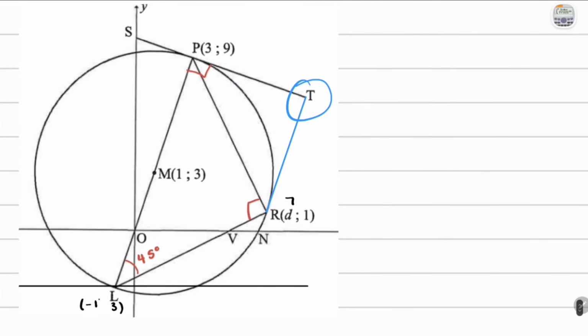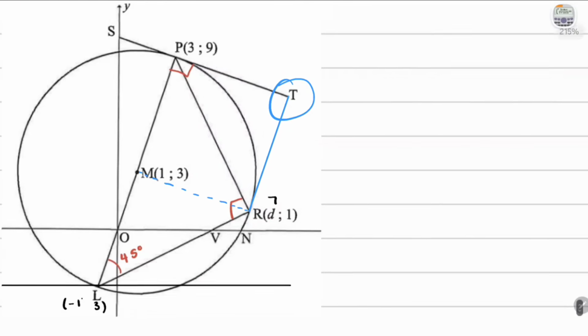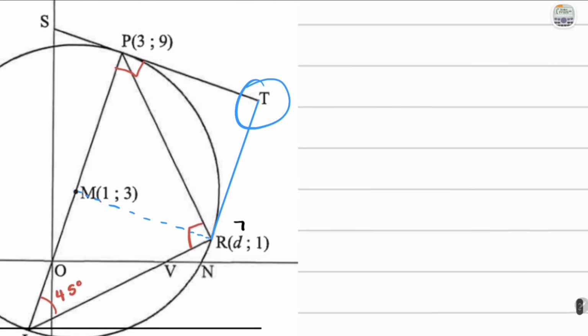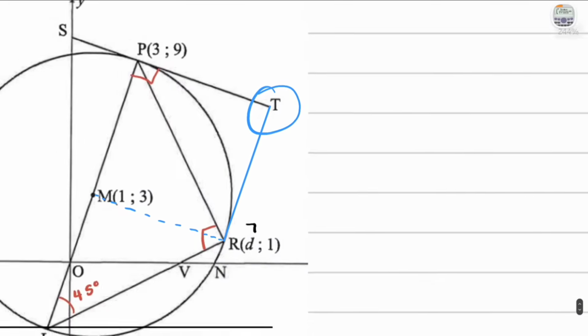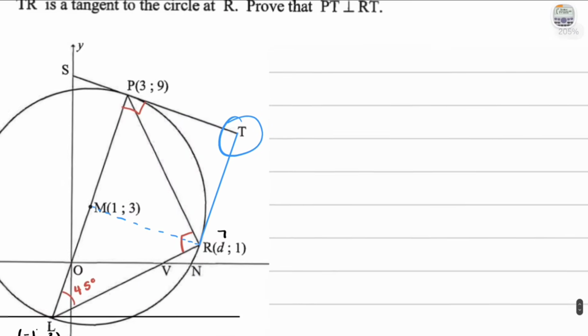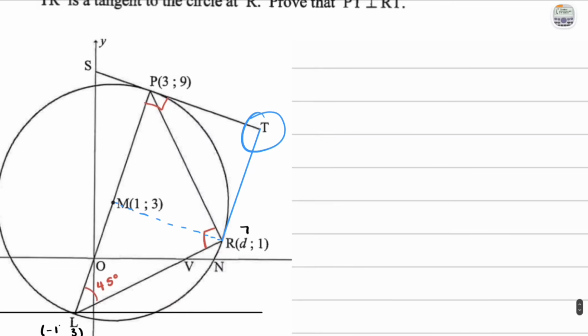So to do that, we would actually have to connect something. So MR, we're going to just construct a radius here. If you construct a radius, it's something we should know about a radius. Okay, this is actually turning out to be not as bad. Seems to be, how many marks is this? It's 3 marks. Okay, so let's look at the steps that we can take here.